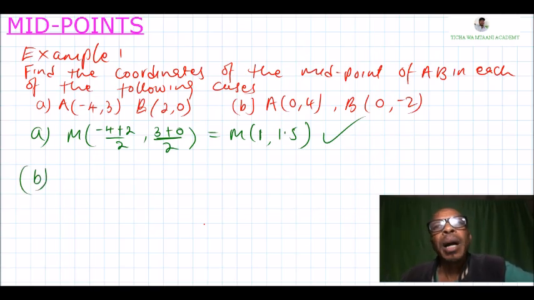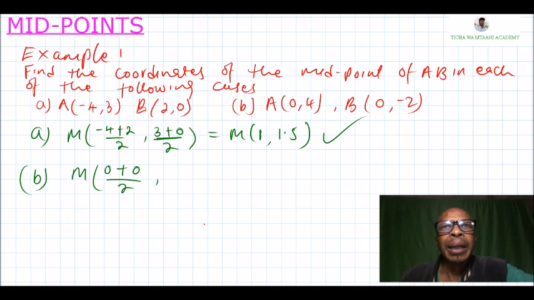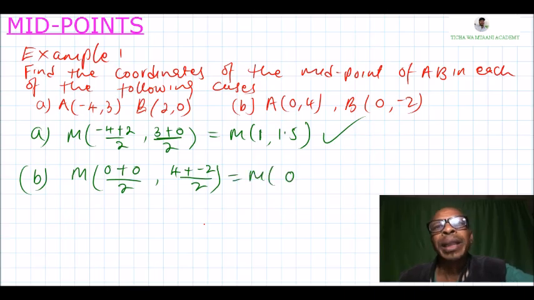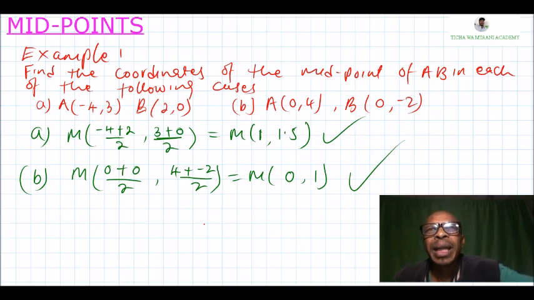then we say the midpoint, we will say it is 0 plus 0 divided by 2, and we have 4 plus minus 2 divided by 2. So this will be 0 divided by 2 is 0. 4 minus 2 is 2. 2 divided by 2 is 1. So that is the midpoint. So you see how easy it is to get the midpoint. I hope that is clear.